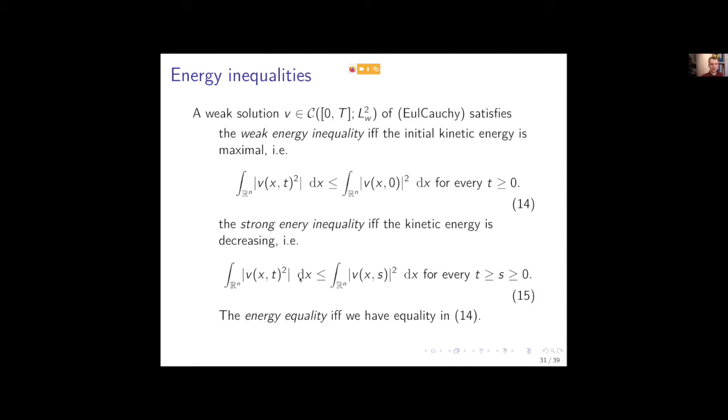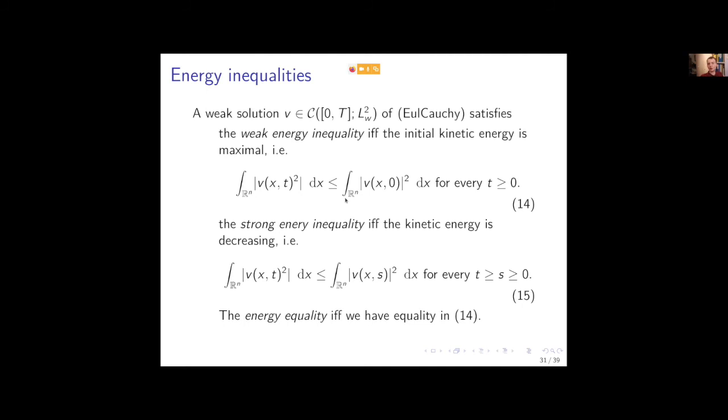So this is a stronger condition than the weak energy inequality, right? Because if you satisfy the strong energy inequality, you will also satisfy the weak energy inequality. And finally, we have the energy equality, which is the preservation of kinetic energy. So we have equals here always. So all the kinetic energies are always equal.